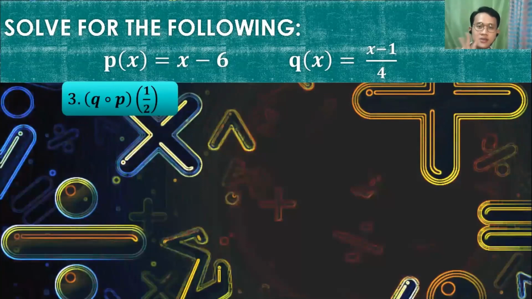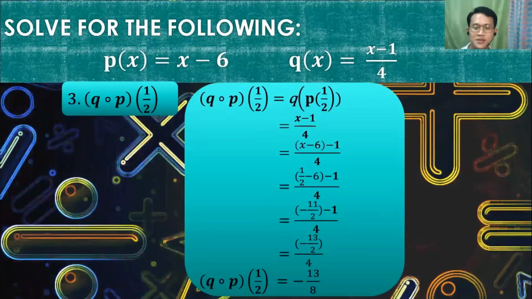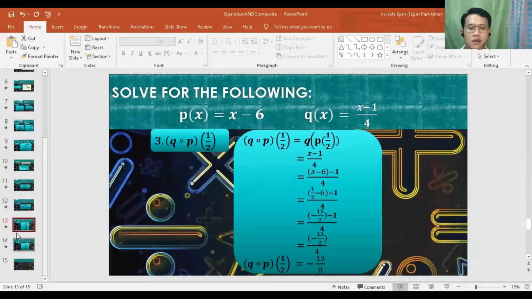I'll pause the video. So, okay, let's see if we have the same answer. Our q composition of p of 1/2 is equal to negative 13 over 8. Okay, so this is how you do it. Basically, you apply again the evaluating of functions and the operations of functions.